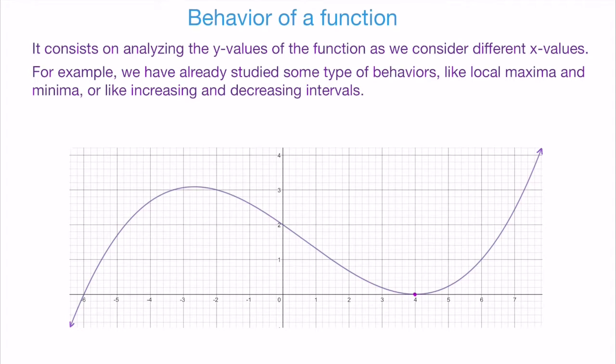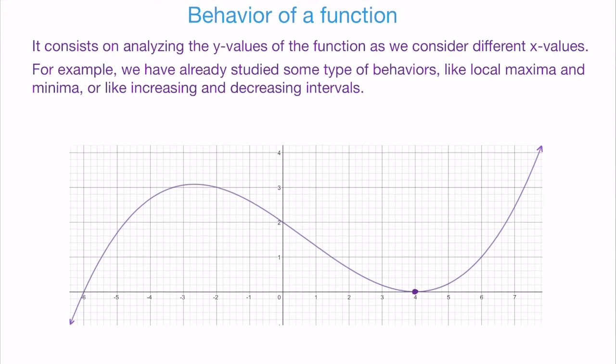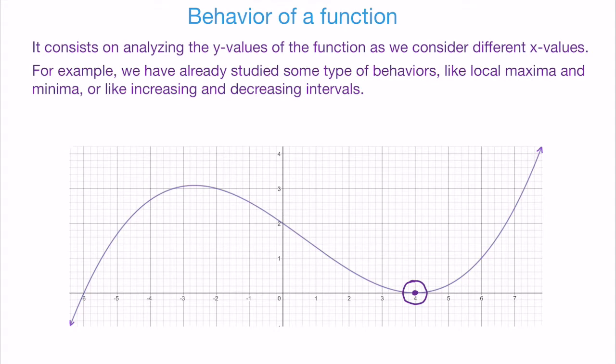We have already studied this type of behavior when we did local maxima and minima, when we analyzed intervals of increase and decrease. You see, when we say 4 is the local minimum, it's because we are analyzing the behavior of the function around 4. And we notice that at 4, we have a point that is the lowest in that little piece of the graph.